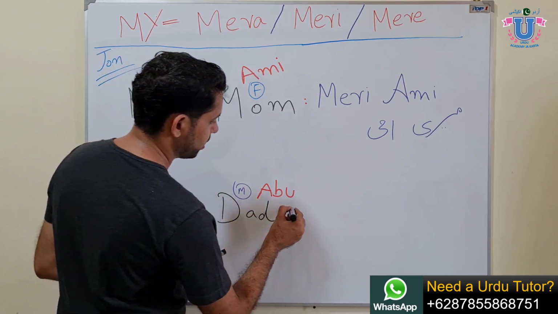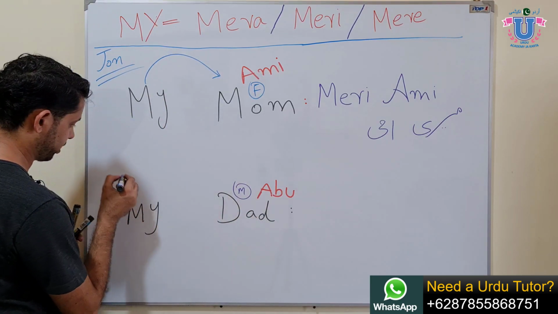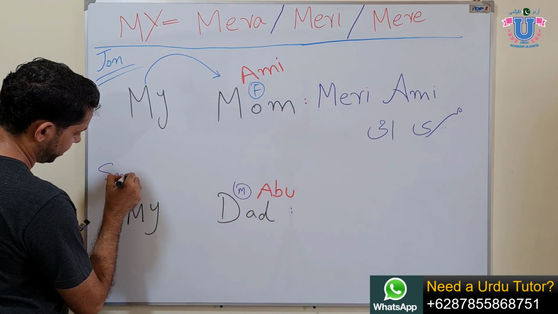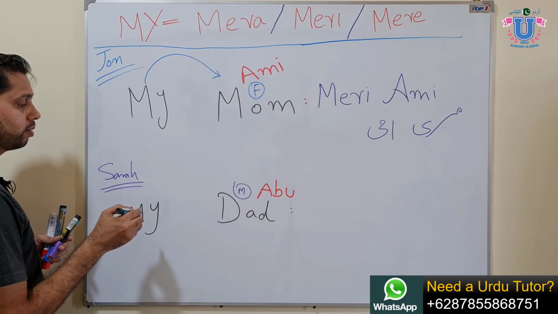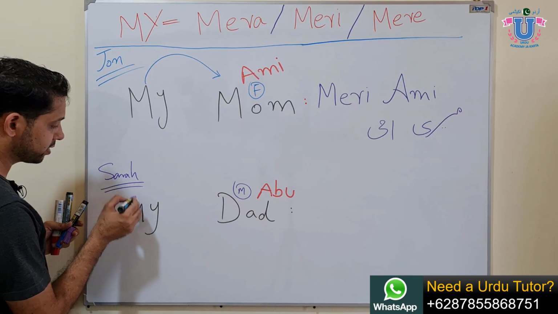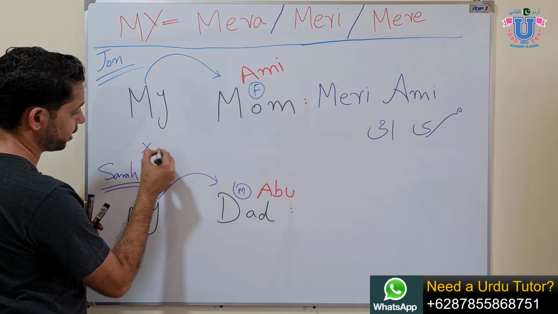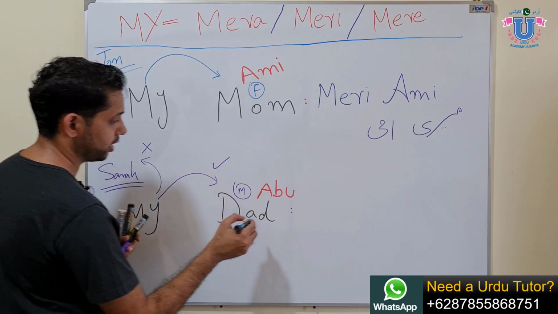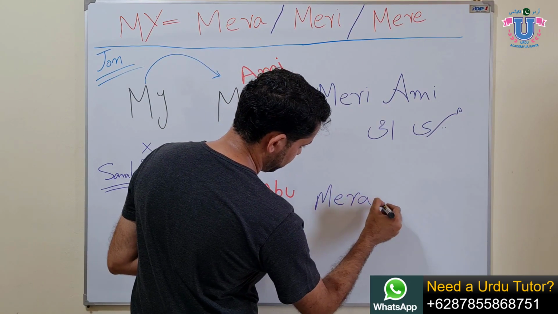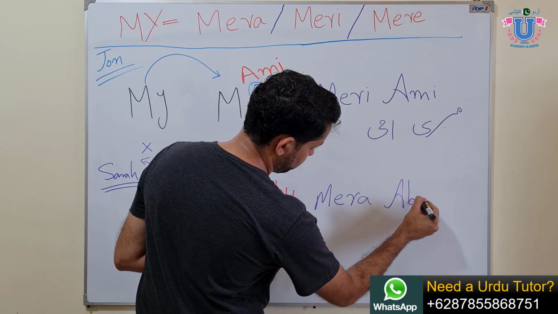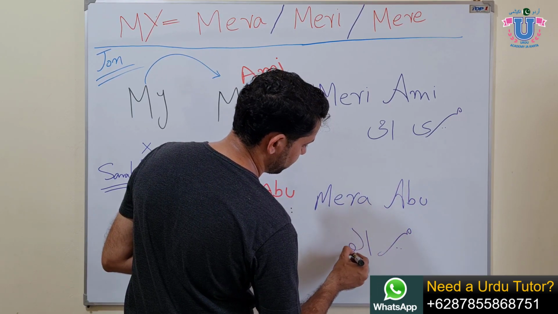We will say Mera Abu. Okay, even in here a female is talking. Let's say Sarah is talking here. Sarah is talking about her father. Sarah still says Mera Abu because the "my" doesn't agree with Sarah, but it will agree with the Abu. Okay, so Sarah will say Mera Abu. Why Mera Abu? Because Abu is masculine.